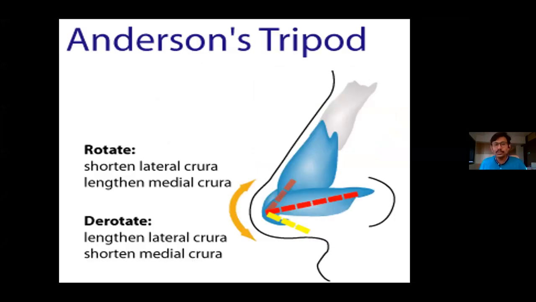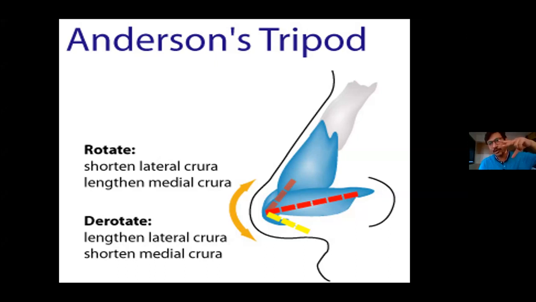Now coming to the Anderson's tip tripod in a little bit of detail. Now these are the two upper lateral cartilages. This is the tip tripod. These are the two lateral crura, a combination of two medial crura. Okay, these are the two lateral crura, and this is the medial crus.